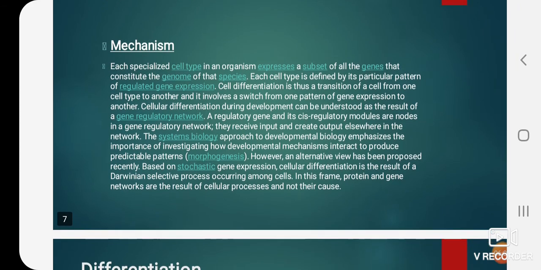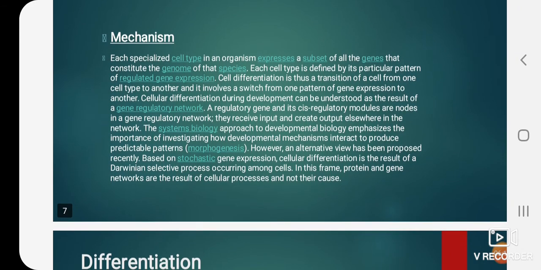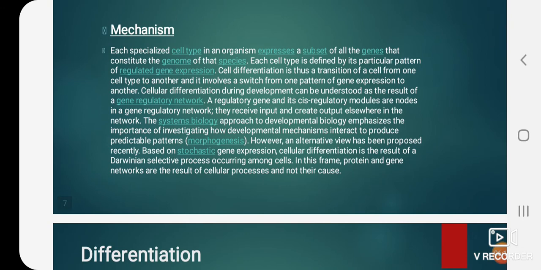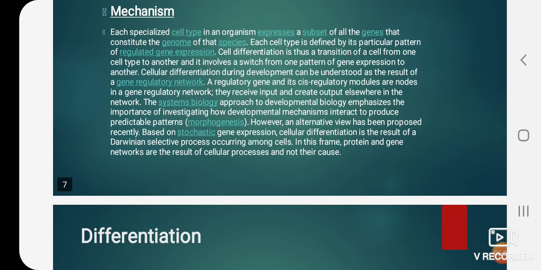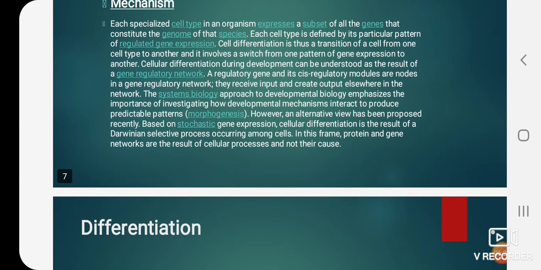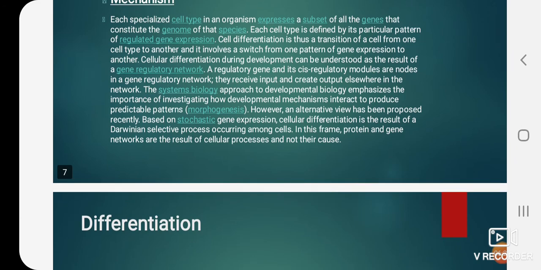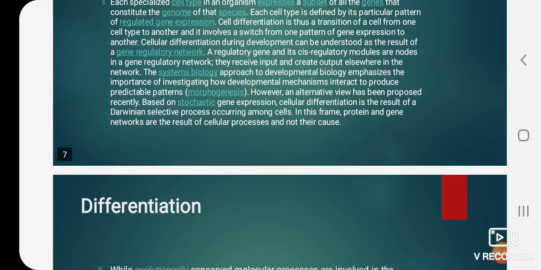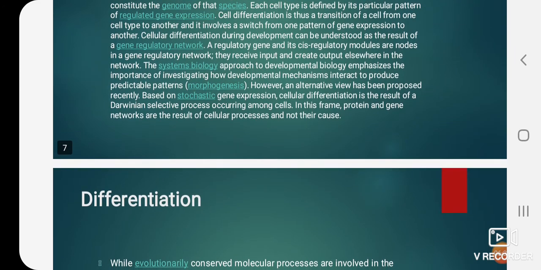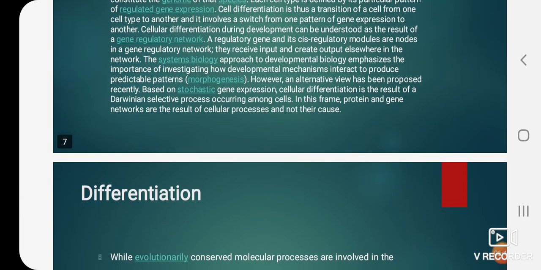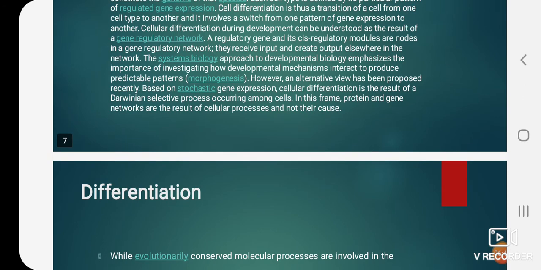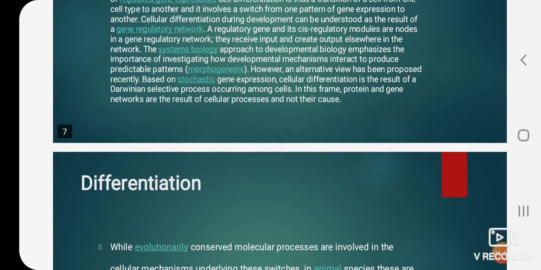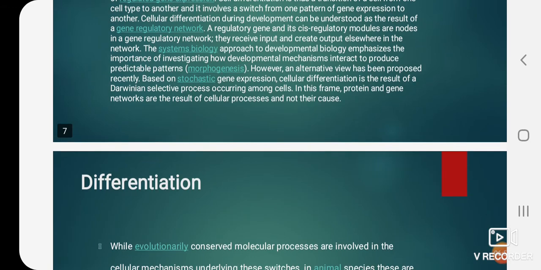Cell differentiation is thus a transition of a cell from one cell type to another, and it involves a switch from one pattern of gene expression to another. Cellular differentiation during development can be understood as the result of a gene regulatory network. A regulatory gene and its cis regulatory modules are nodes in a gene regulatory network. They receive input and create output elsewhere in the network. The systems biology approach to developmental biology emphasizes the importance of investigating how developmental mechanisms interact to produce predictable patterns.